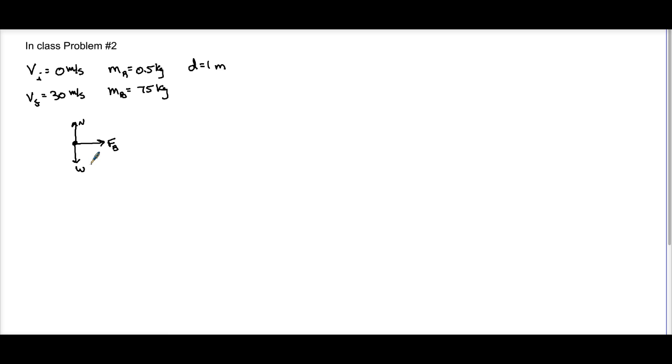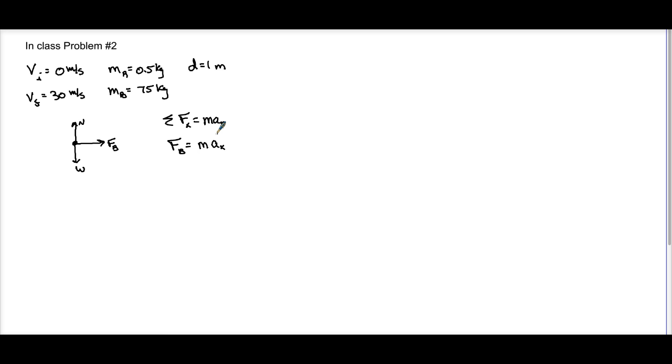So if we're going to find out how much force Bob has to apply in order to get it from 0 meters per second up to 30, we're going to start with Newton's second law, which is F equals ma, and we're going to look in the x direction because that's where that force is being applied. So the force of Bob is equal to m times a sub x. We need to find that force, and we know the mass of the rock, but we don't know the acceleration. So we need to find that.